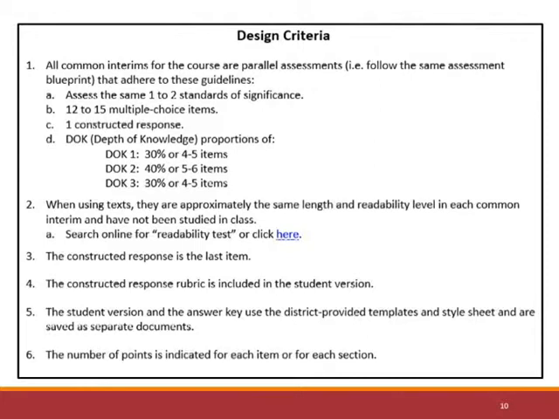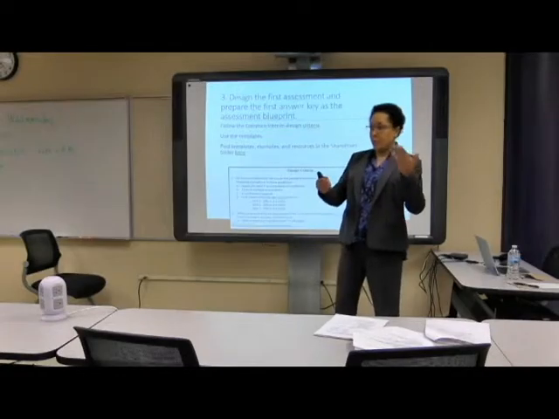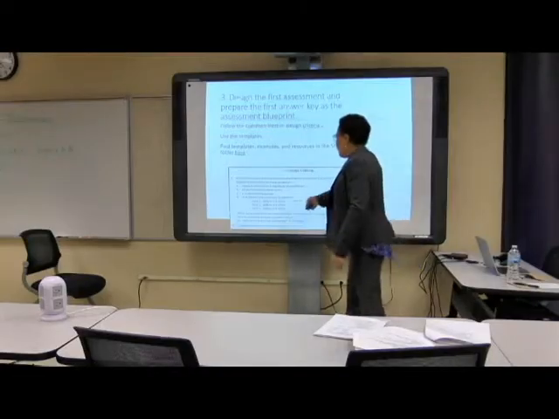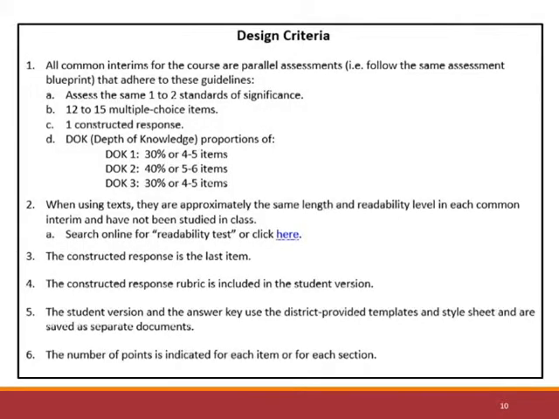All common interims are going to be parallel assessments. They have to meet these requirements. They will address the same 1 to 2 standards of significance if they're parallel. So again, 3 and 3, 5, or 3 just for a semester course. They will all have between 12 and 15 multiple choice items. There will be 1 constructed response, some kind of short answer, and it has to meet some requirements as well. And then the final requirement for those items is they meet the right proportions for depth of knowledge.